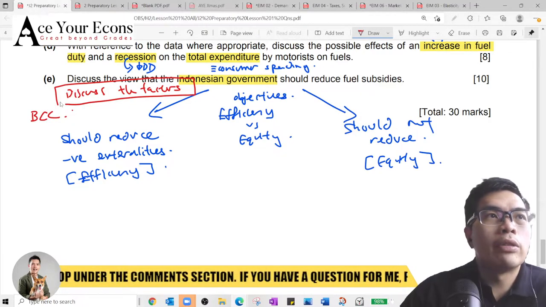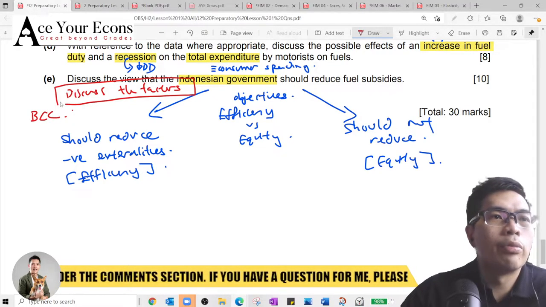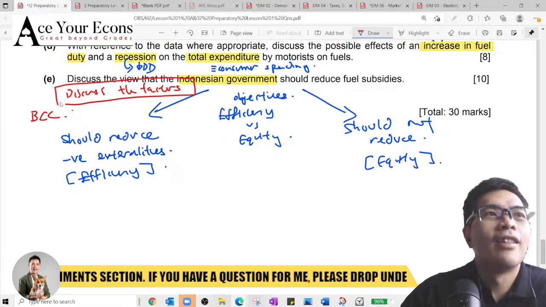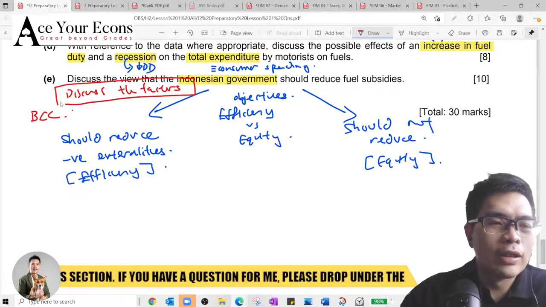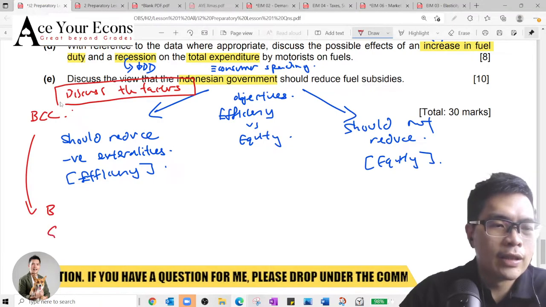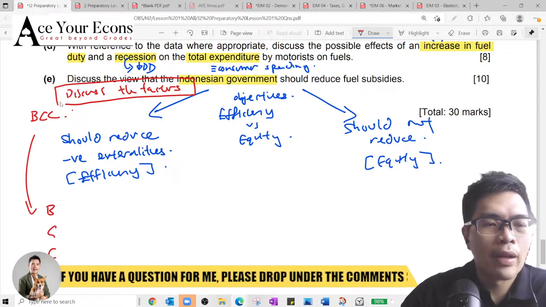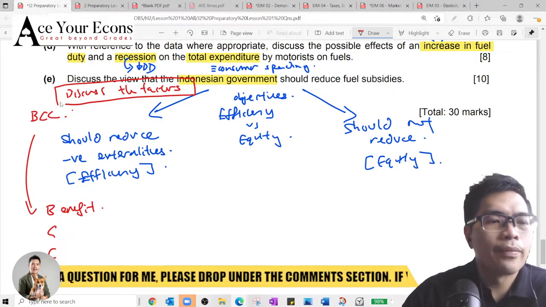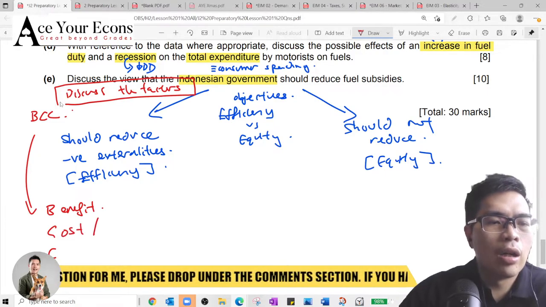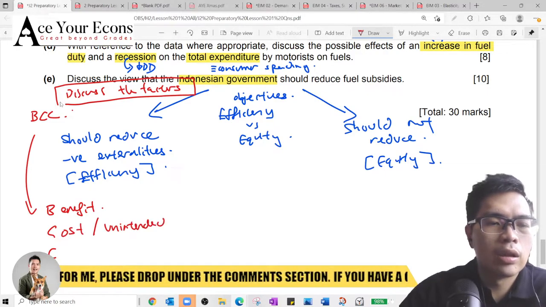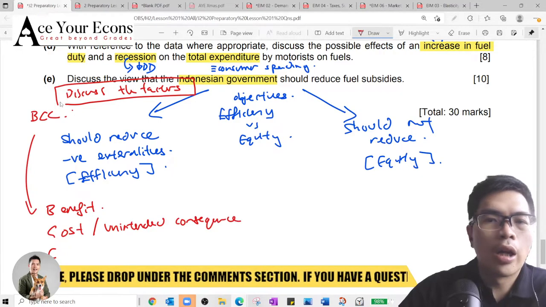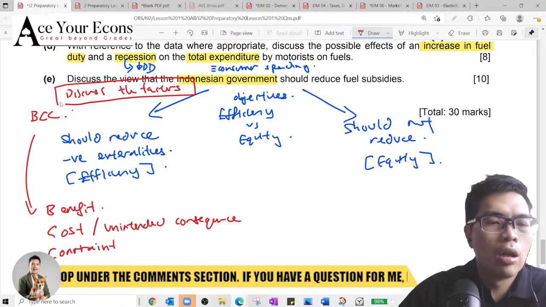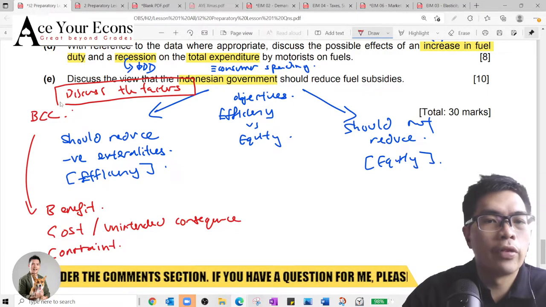Okay, have I covered BCC with all of you before? Have you all heard of BCC? Alright, so you want to consider what BCC is. Each of them stands for a different point. What is the benefit of reducing fuel subsidy? What is a cost or an unintended consequence of reducing fuel subsidy? And what is a constraint of reducing fuel subsidy?